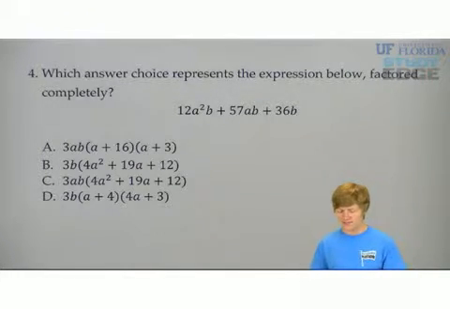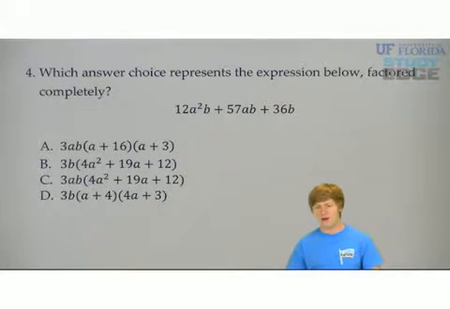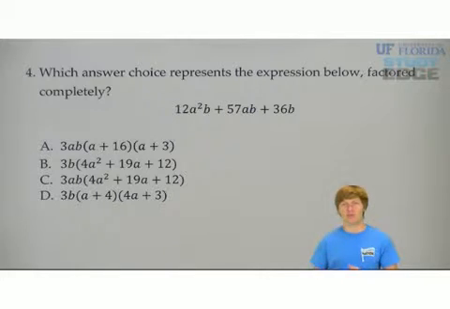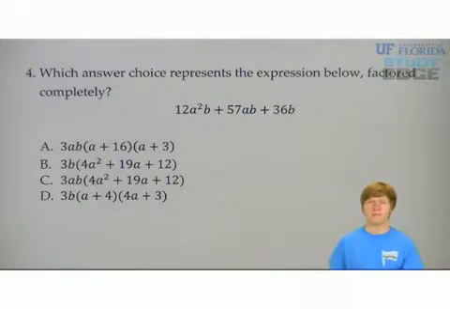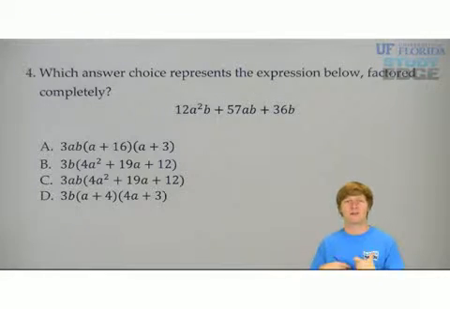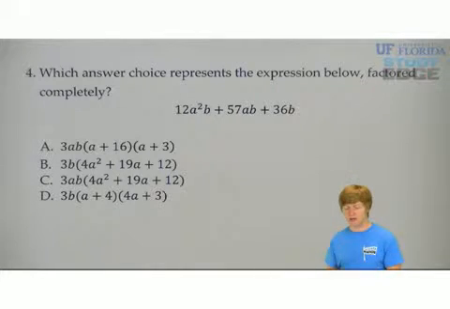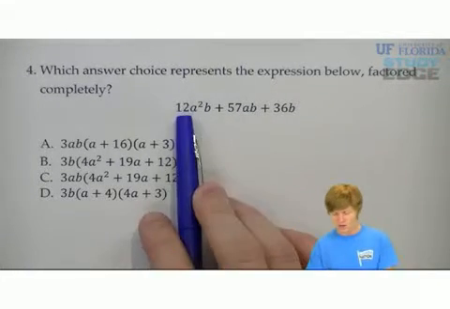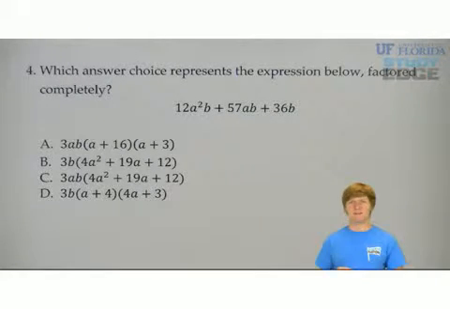The way we're going to look at this is, in this expression there are 3 different terms, and we have to see what each one of those terms share. Maybe a factor for the coefficients, maybe they share some variables. The way I like to start is with my coefficients: 12, 57, and 36.